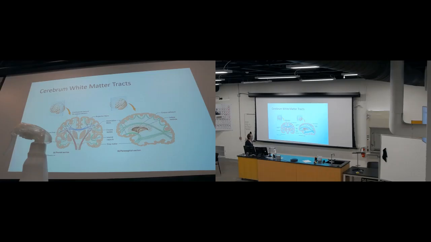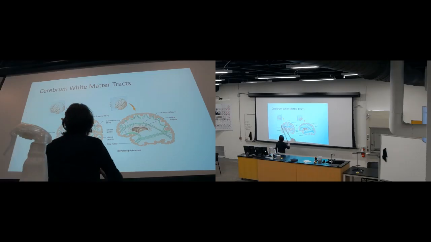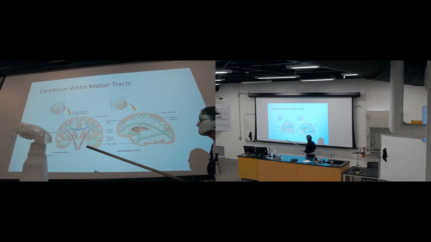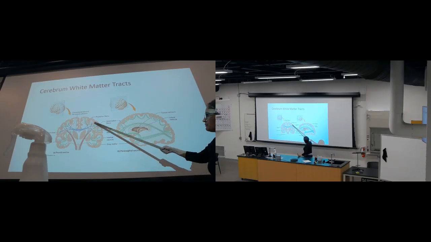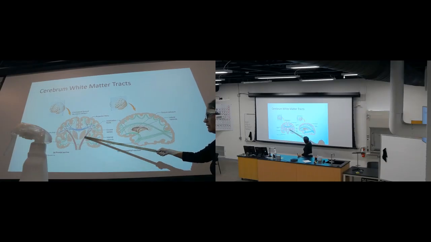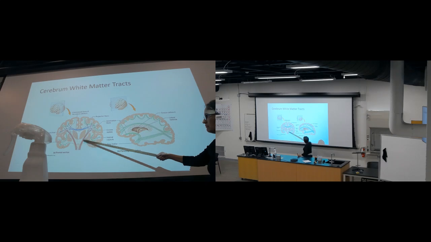So here is a view of all of these. Here we have a cross section like the one that we saw before. This will be a projection fiber because it goes from the cerebral cortex into lower parts, like the spinal cord. So these will be projection fibers. This is called the corona radiata. And then this tiny region in here is called the internal capsule.